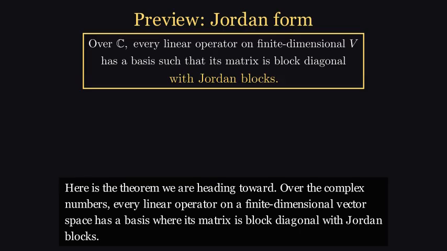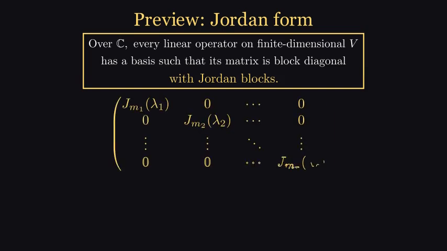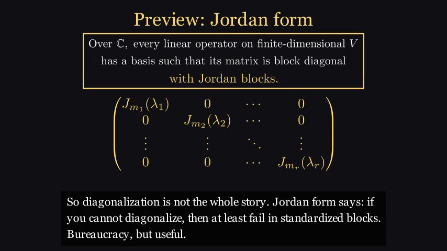Here is the theorem we are heading toward. Over the complex numbers, every linear operator on a finite-dimensional vector space has a basis where its matrix is block diagonal with Jordan blocks. So diagonalization is not the whole story. Jordan form says, if you cannot diagonalize, then at least fail in standardized blocks. Bureaucracy, but useful.